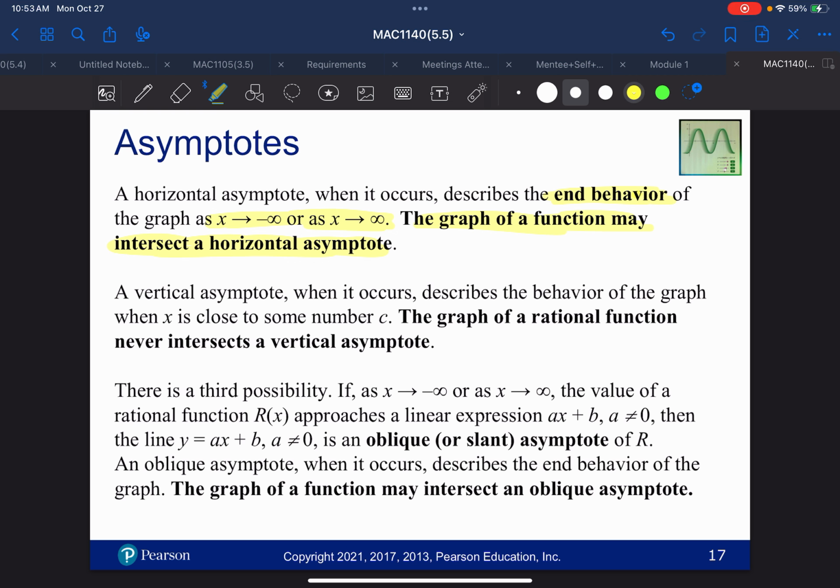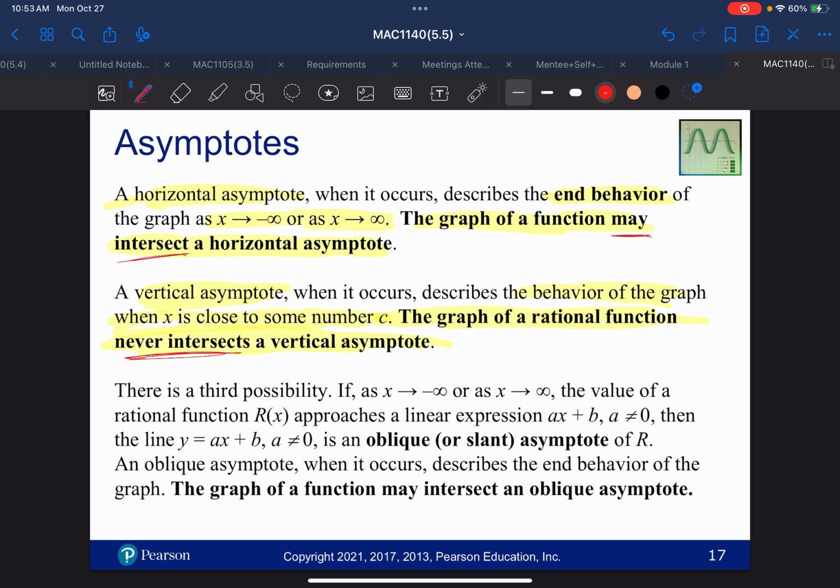A vertical asymptote, when it occurs, describes the behavior of the graph when x is close to some number c. So not the end behavior, just the behavior when x gets close to or approaches some value c. And for vertical asymptotes, your graph will never intersect.